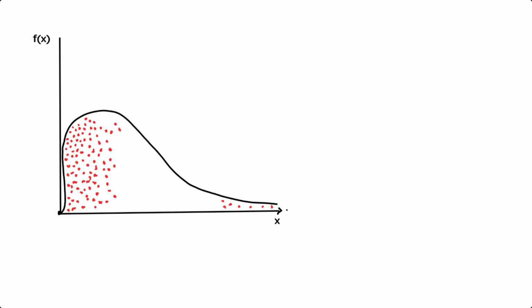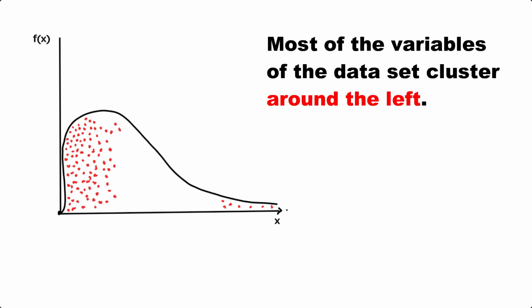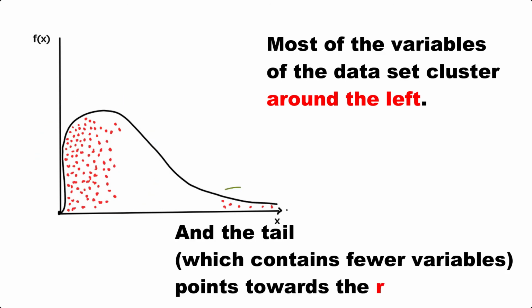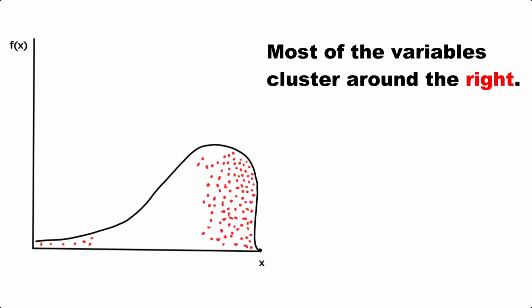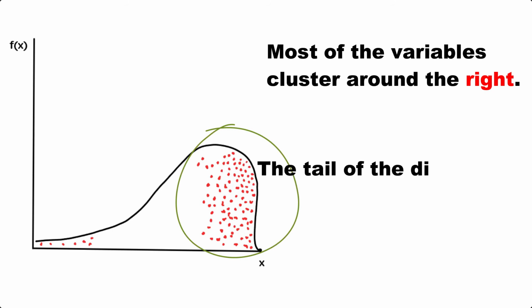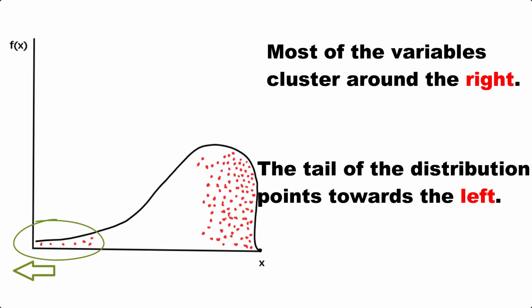For right skewed data, or whenever we have positively skewed data, it simply implies that for a distribution, most of the data set, or most of the variables rather, cluster around the left side of the distribution, and the tail of the distribution points towards the right. And for a left skewed or negatively skewed data set, it implies that most of the variables in the data set cluster towards the right, and the tail of the distribution is pointing towards the left.